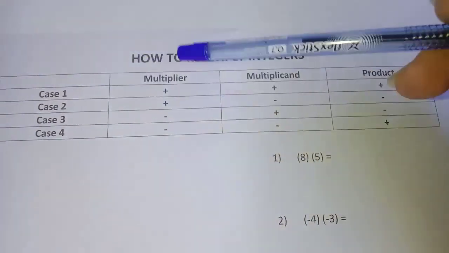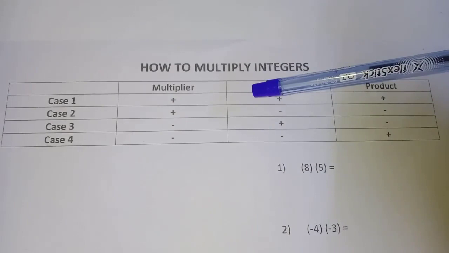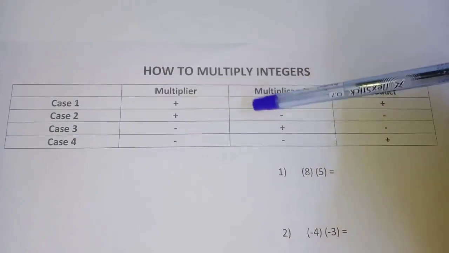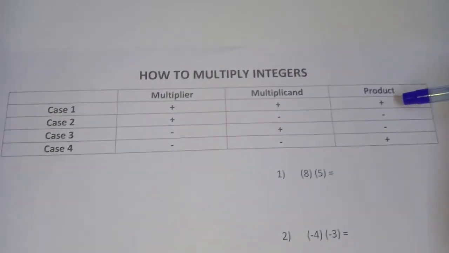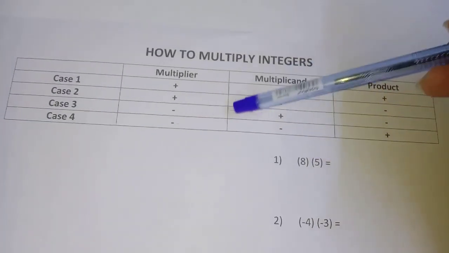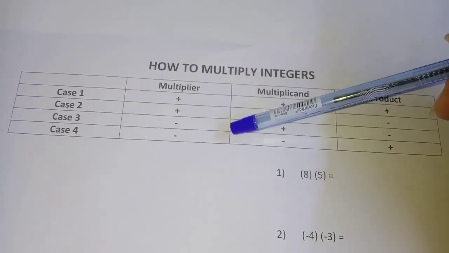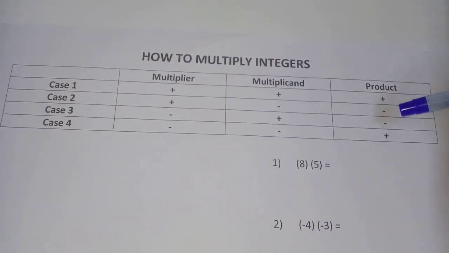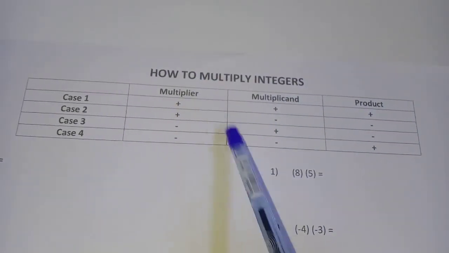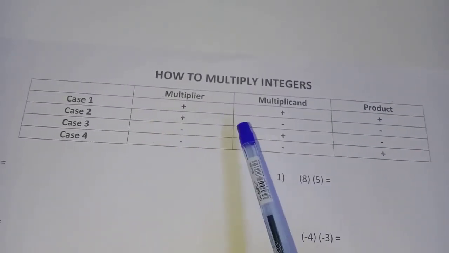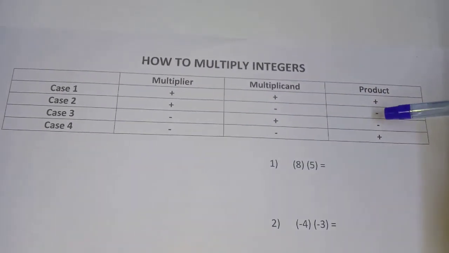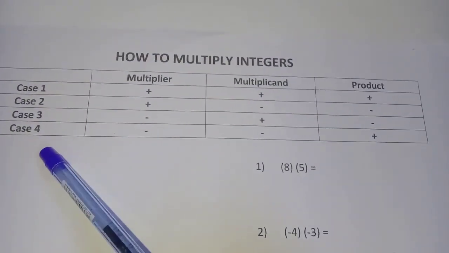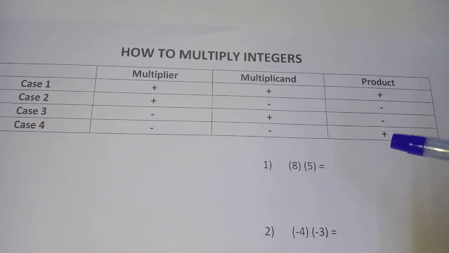Okay, so for the case 1, if we will multiply two positive integers, the product is always positive. So kung magmumultiply tayo ng dalawang positive numbers, the answer is always positive. For the case 2, case 3, we are multiplying two opposite numbers. One is positive and the other is negative, or vice versa. And the product is always negative. So in short, kung magmumultiply tayo ng magkakaibang numbers, one is positive and the other is negative, the answer is always negative. That is for case 2 and case 3. In the case of 4, we're multiplying two negatives, so the product is always positive.